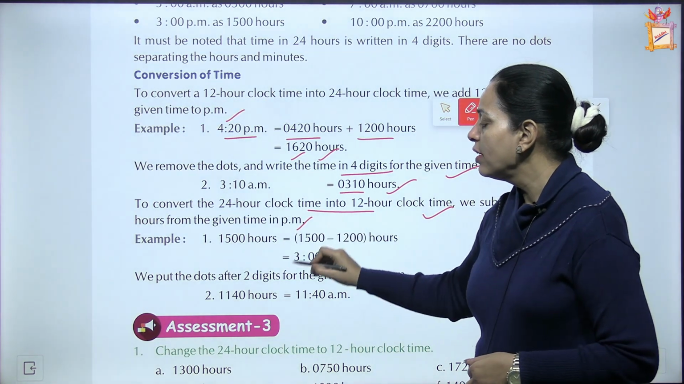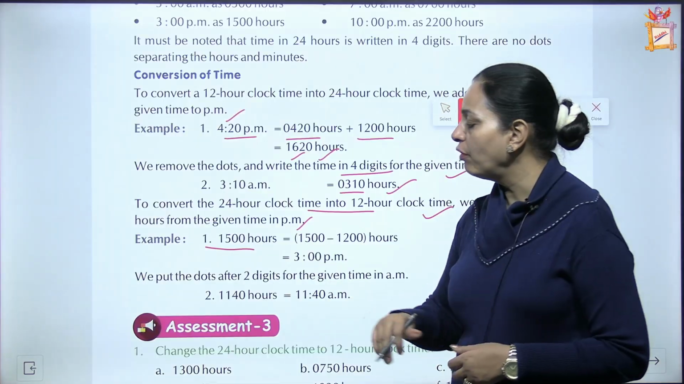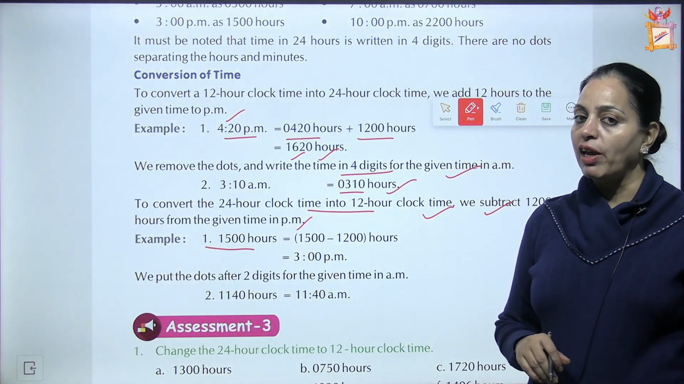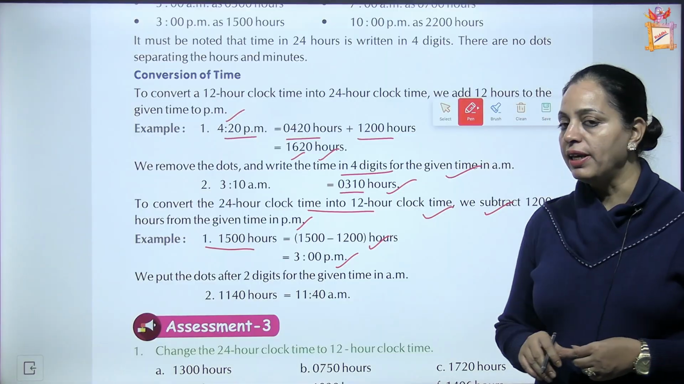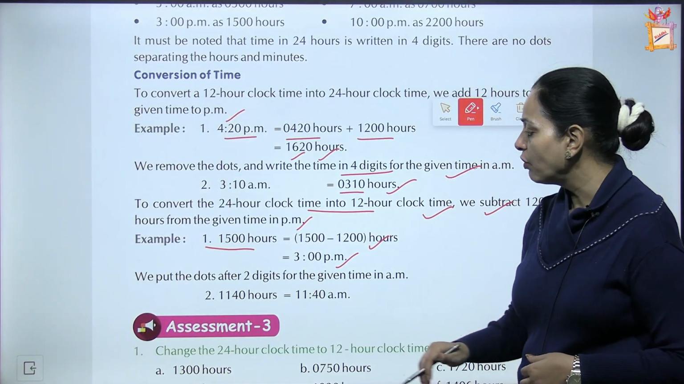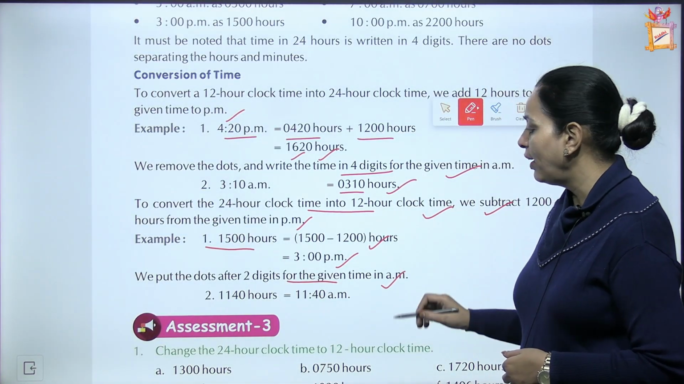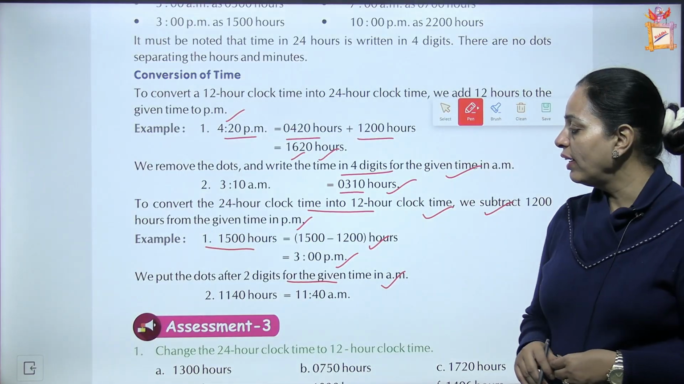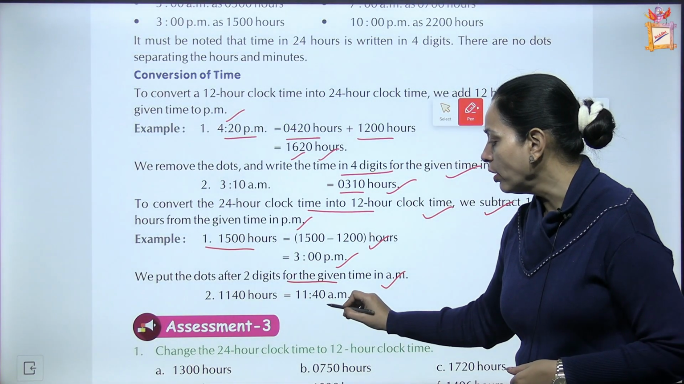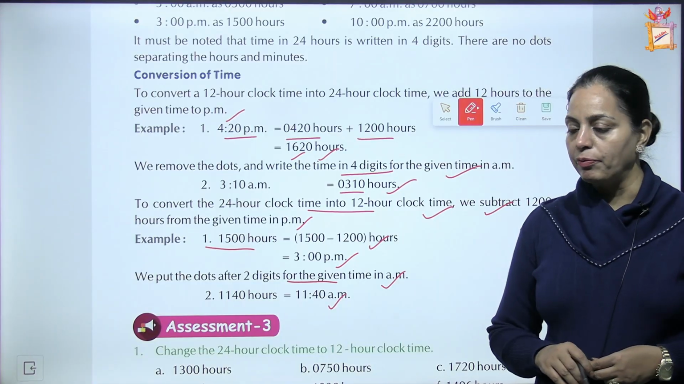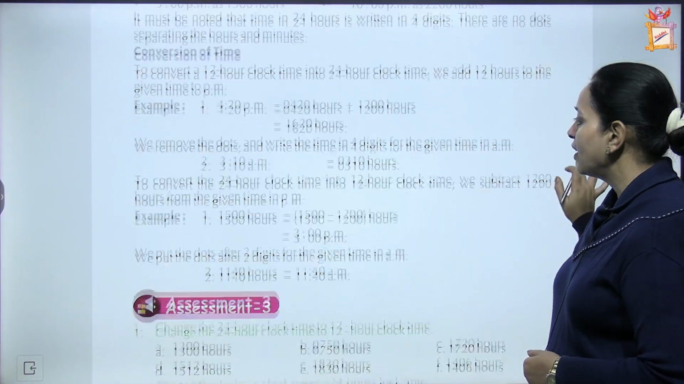So to convert the 24-hour clock time into 12-hour clock time, we subtract 1200 hours from the given time in PM. Suppose you have an example, 1500 hours, then you will subtract 1200 hours from it, you will get 3 PM. We put the dots after 2 digits for the given time in AM. Like the second one, 11:40 hours, so 11:40 AM. Okay. So I hope this is clear to you.